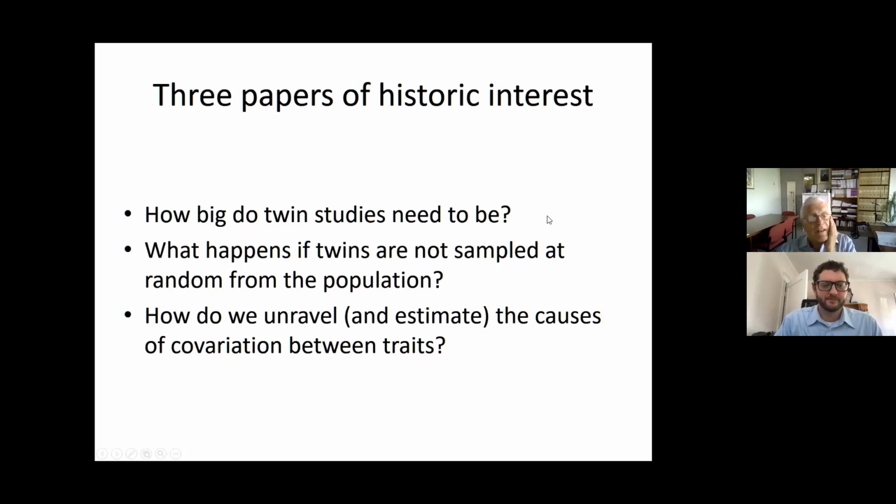So there are 3 questions I sort of came into the field with when I was an undergraduate way back in the 70s. Firstly, how big do twin studies need to be? Secondly, what happens if twins are not sampled at random from the population? And thirdly, and perhaps most importantly, how do we unravel and estimate the causes of covariation between traits?